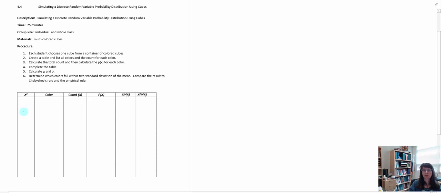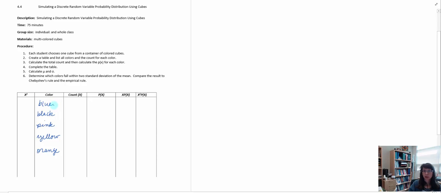I just wanted to give you an example of a discrete random variable that you could relate to. You could conduct this experiment on your own and add your data to this existing data. We're going to start out by listing the colors of the cubes that my students have already drawn. Those colors were blue, black, pink, yellow, and orange.